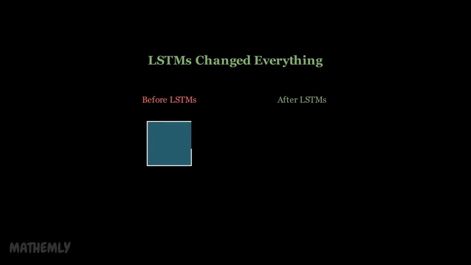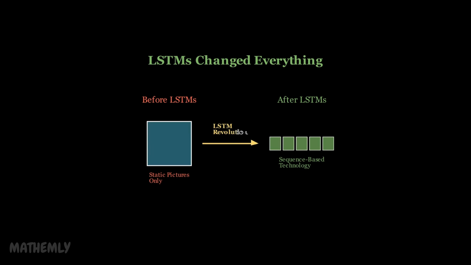This ability to successfully handle long-term dependencies absolutely changed the landscape of artificial intelligence. Before this, AI was mostly stuck looking at static pictures. But with LSTMs, neural networks became the backbone of sequence-based technology. Let's take a look at some examples.